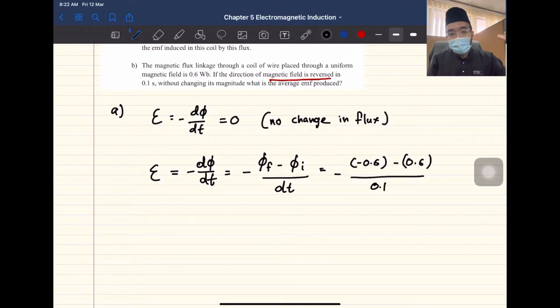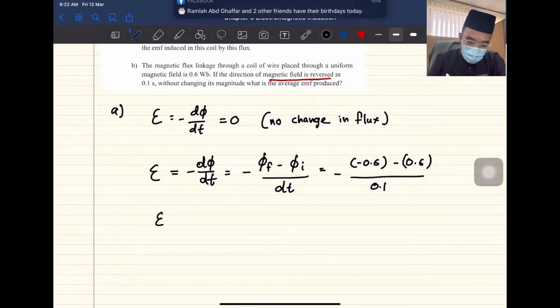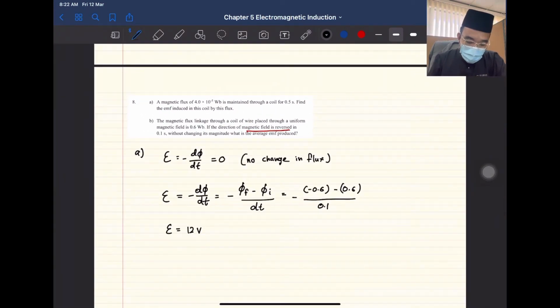I repeat, initially the magnetic field is in one direction. If the magnetic field is flipped, the angle becomes 180 degrees, so that will result in a negative flux, negative 0.6. And then if you press your calculator, 0.6 plus 0.6, I got here 12 volt. So the answer will be 12 volt. That one is for question B.